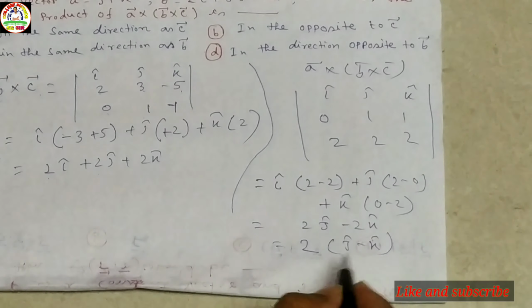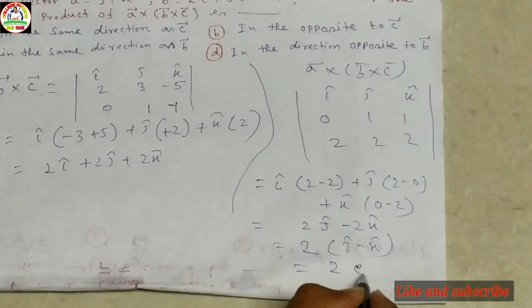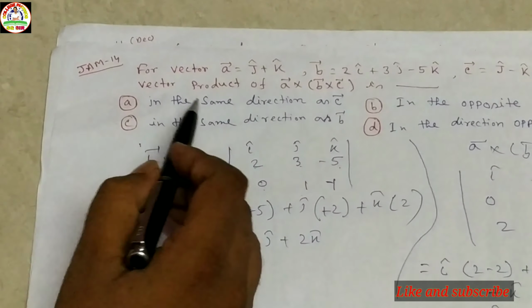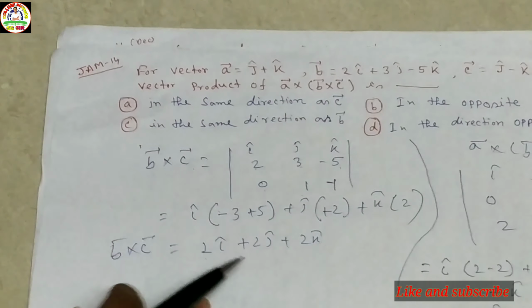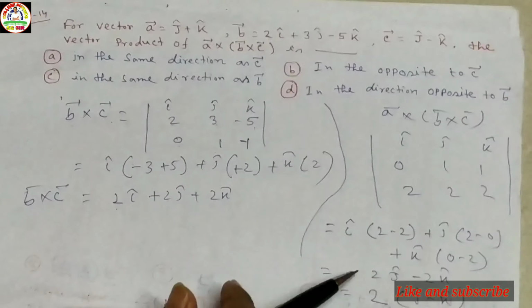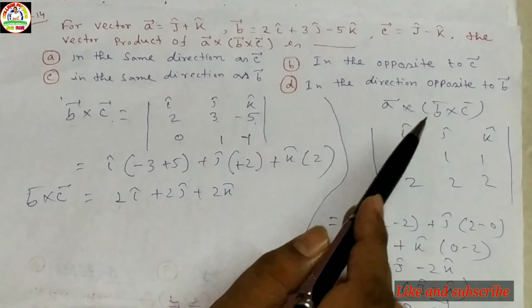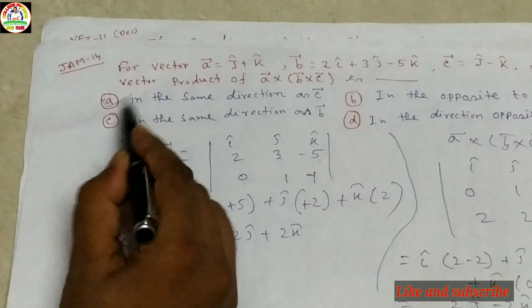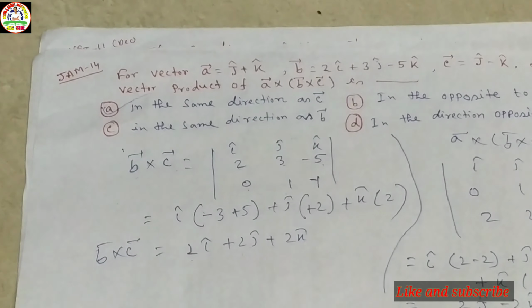J cap minus k cap means C. So 2 into C vector. So we get the same direction as C. If it is minus 2C, then the option is opposite direction. So here 2C is positive, so it is in the same direction of C.